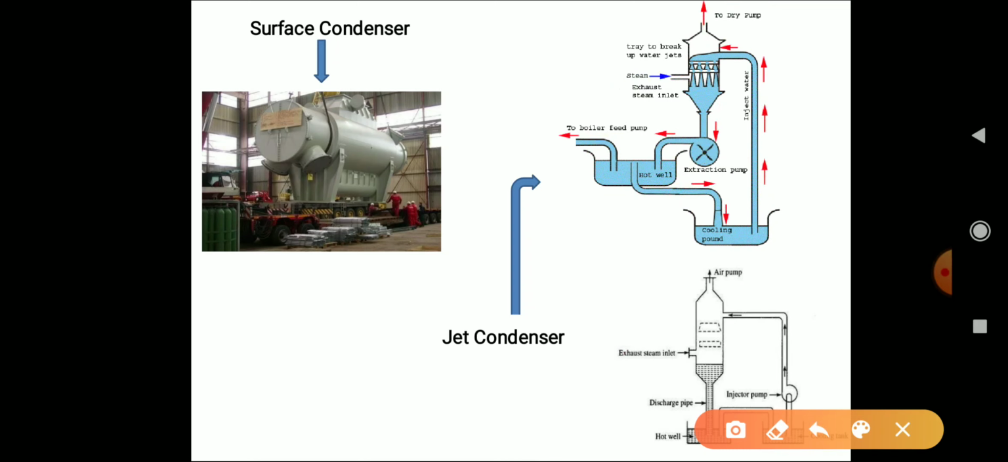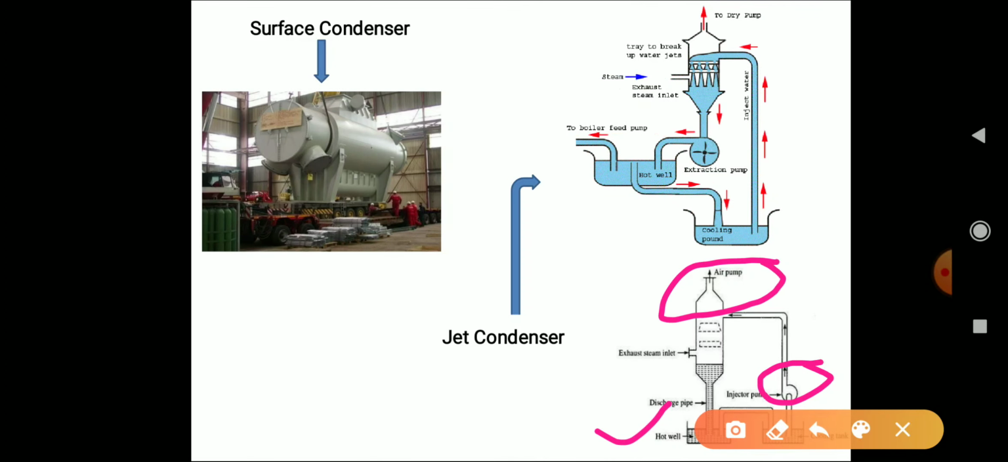This is your exhaust steam inlet. This is your cooling pond hot well. This is your injector pump, and this is your air pump.